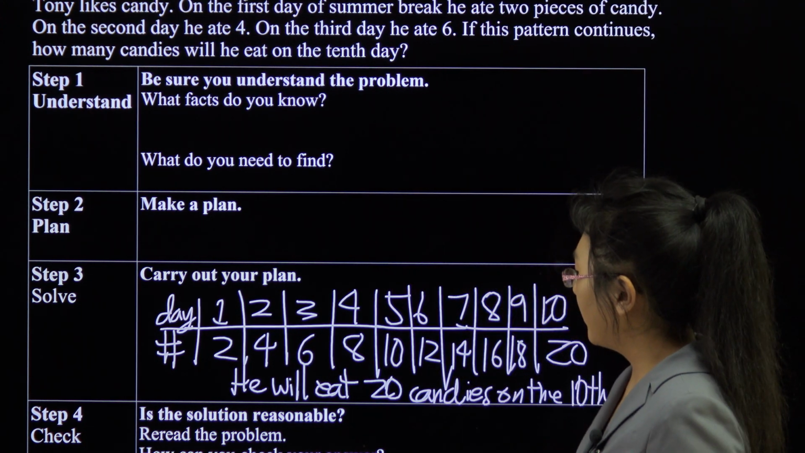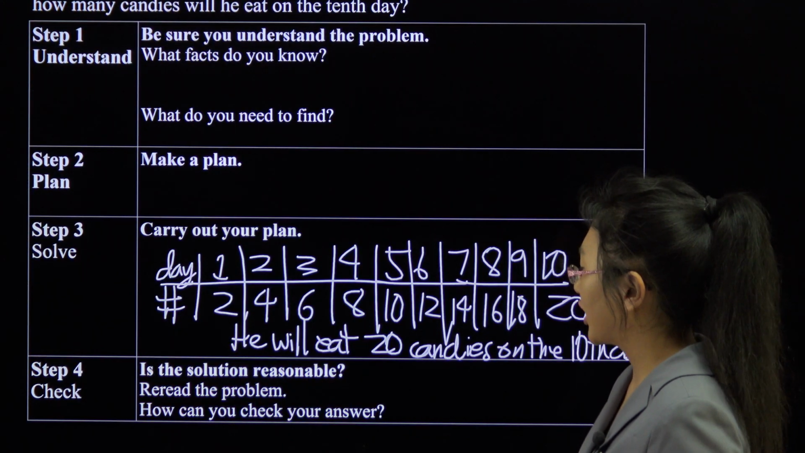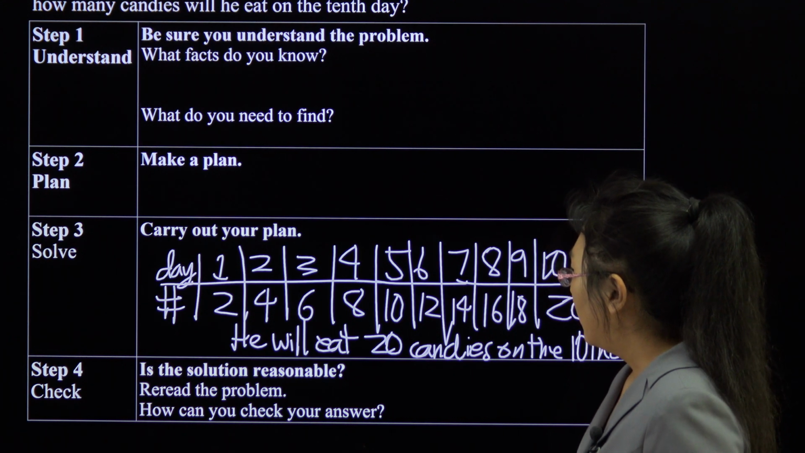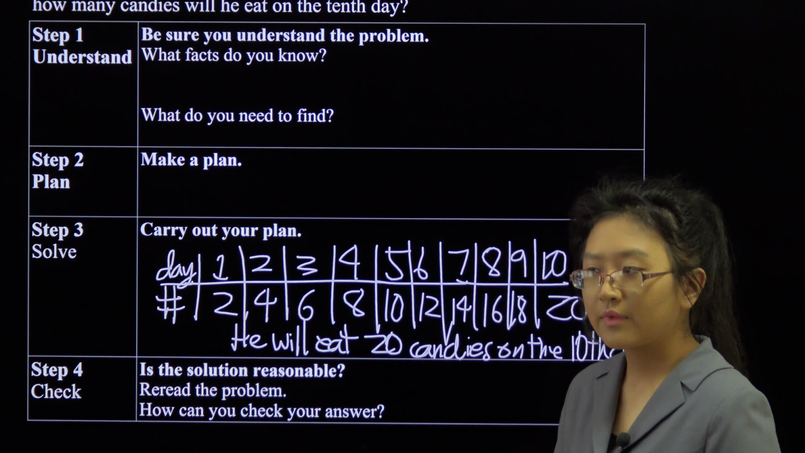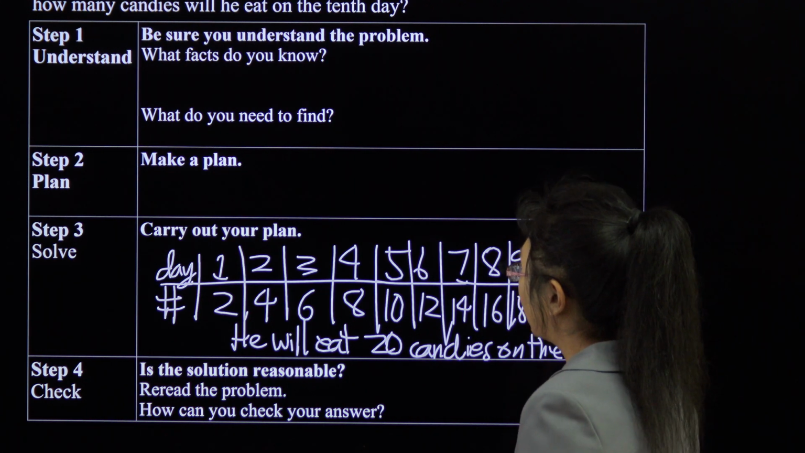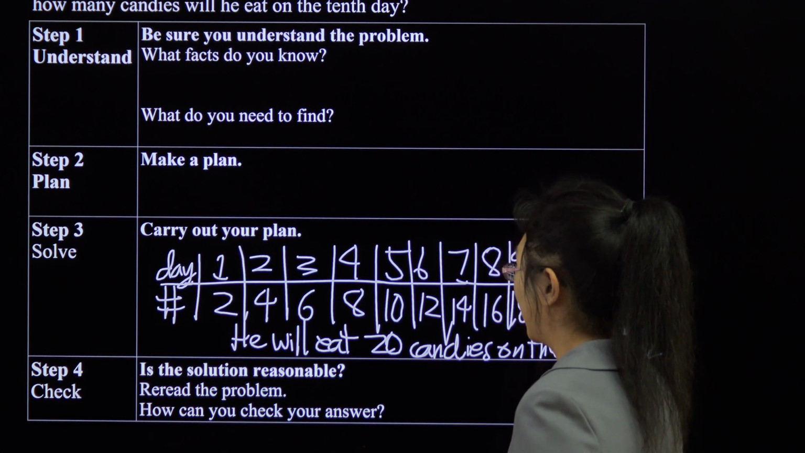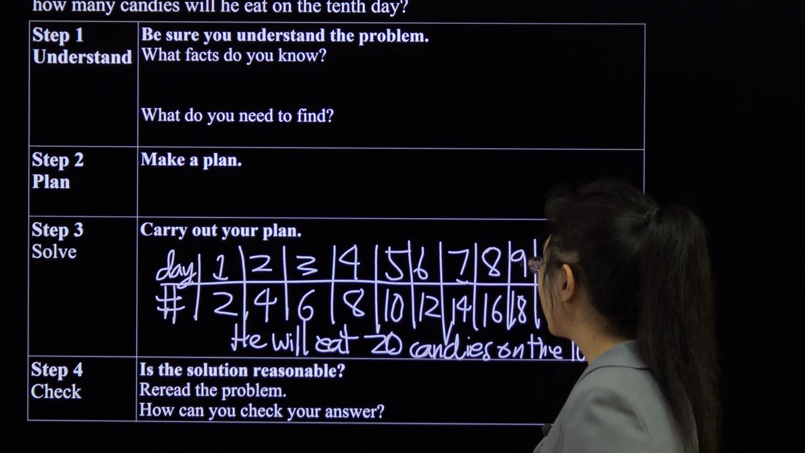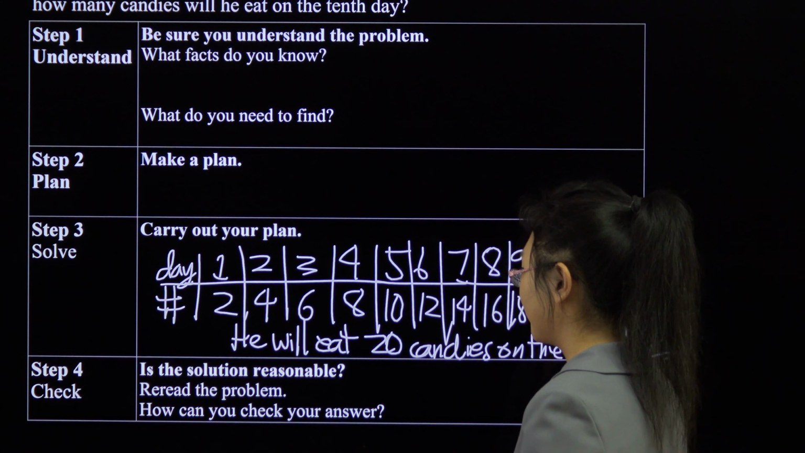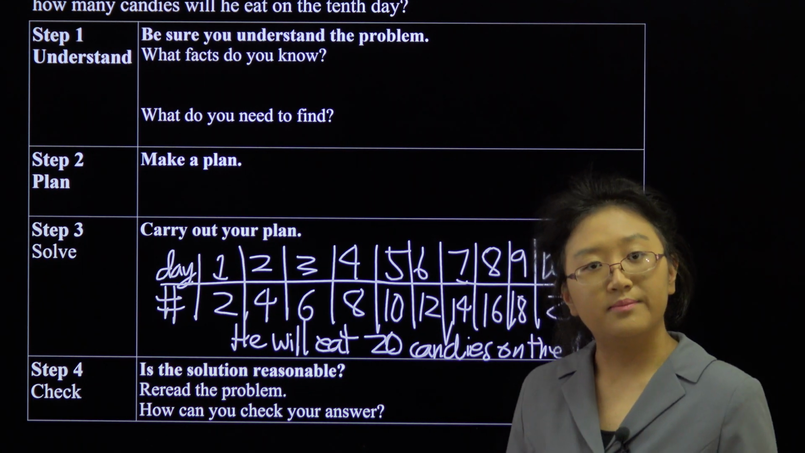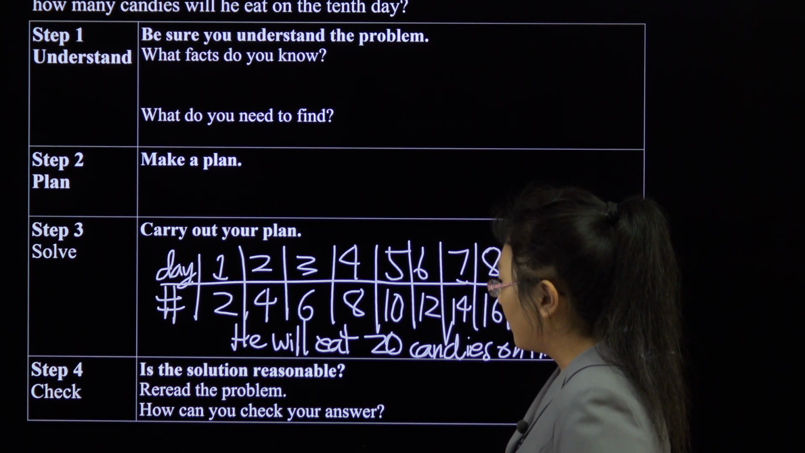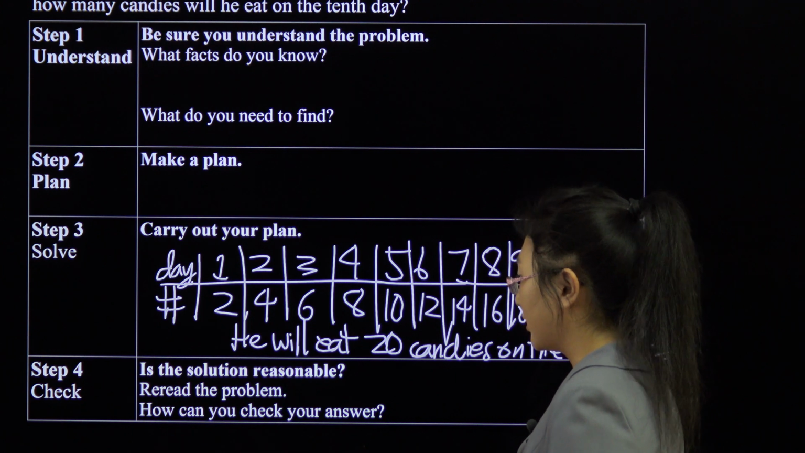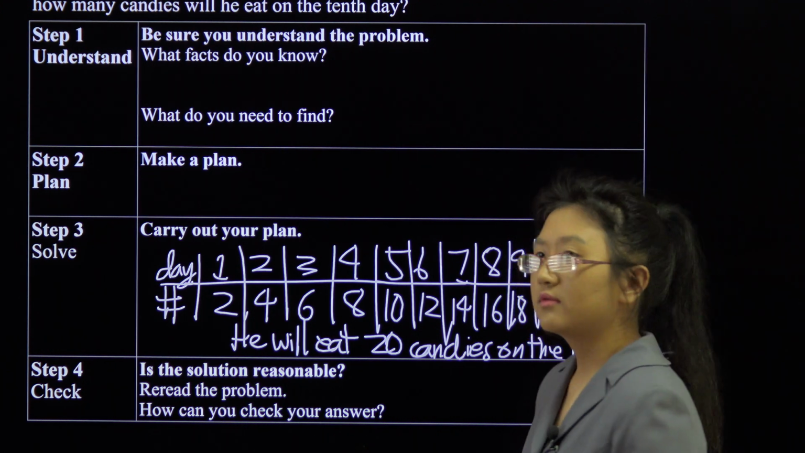Is the solution reasonable? Reread the problem, and how can we check our answer? Well, for patterning, checking your answer really is just redoing the problem and making sure that you didn't mess up and that your pattern rule makes sense, which, well, it does. And since by reasonable it means mathematically reasonable, it does.